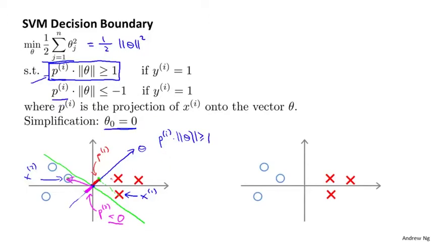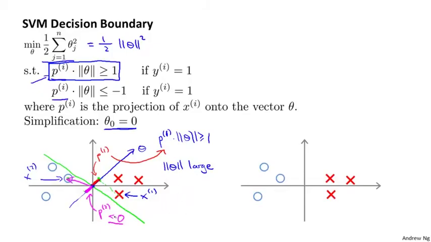But if p1 over here is pretty small, that means that we need the norm of theta to be pretty large, right? Because if p1 of theta is small and we want p1 times the norm of theta to be bigger than or equal to 1, well, the only way for the product of these two numbers to be large, if p1 is small, is if we set the norm of theta to be large.